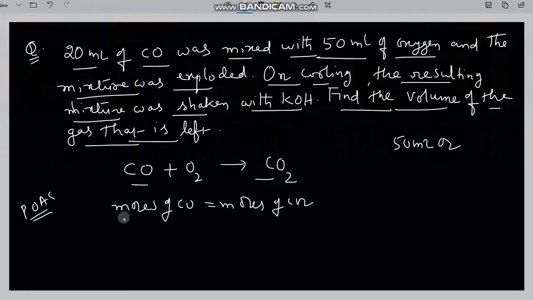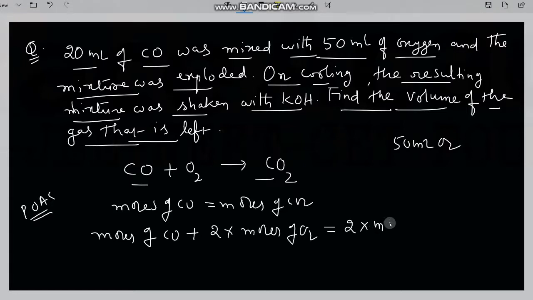If it is applied for this equation, then we can write moles of CO plus 2 into, with respect to oxygen, moles of O2 is equal to 2 into moles of CO2. So 1 into moles of CO plus 2 into moles of O2 is equal to 2 into moles of CO2.